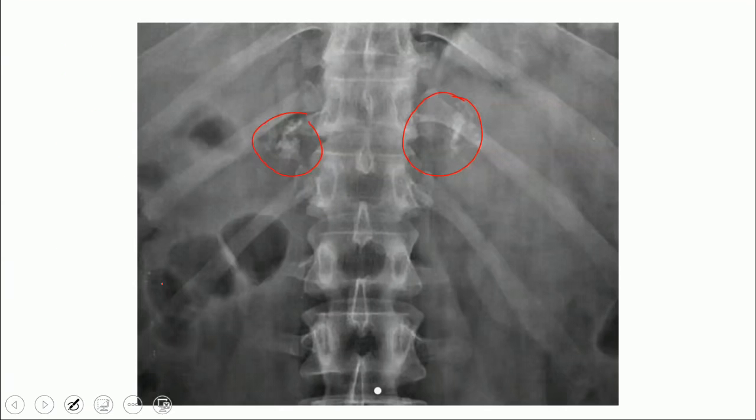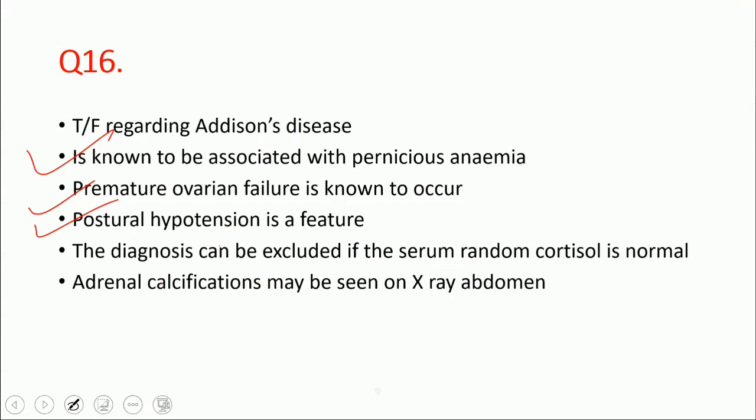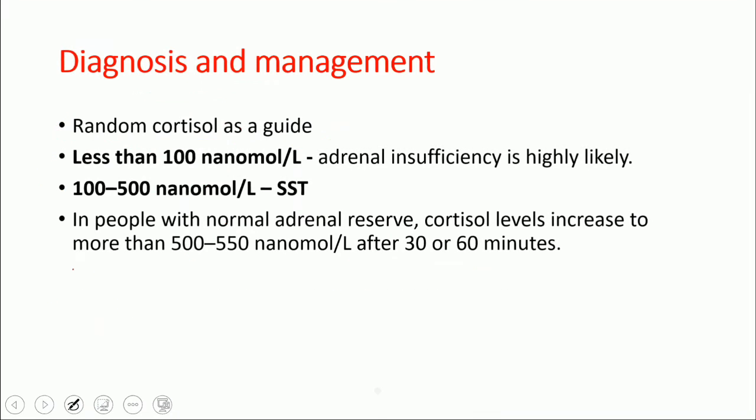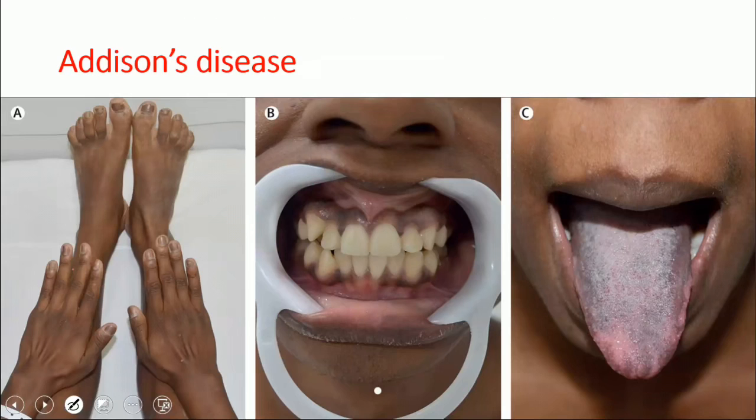So you have to be a little careful when answering the MCQ. You can't say that diagnosis is excluded if the random cortisol is normal. Because even between 100 to 500, that is still normal. So you can't say that a normal random cortisol excludes the diagnosis. You have to specifically mention the exact value. So more than 500, yes, you can exclude it.